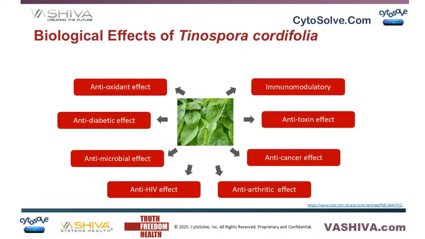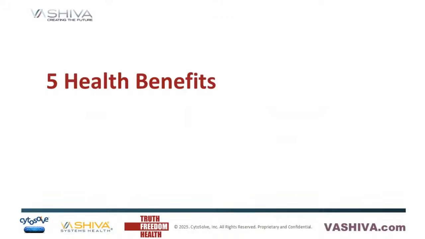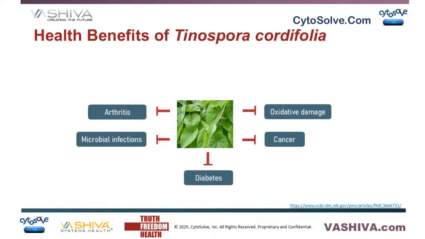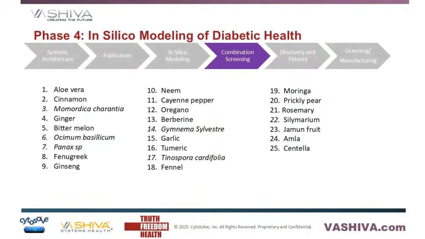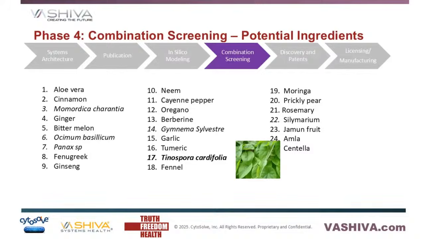Tinospora cordifolia exhibits multiple biological effects. It has immunomodulatory, antitoxin, anti-cancer, anti-arthritic, anti-HIV, antimicrobial, anti-diabetic, and antioxidant effects. Coming to its health benefits, Tinospora cordifolia inhibits oxidative damage, cancer, diabetes, microbial infections, and arthritis. But let's look at what we have learned in our process of doing the combination screening relative to Tinospora cordifolia.